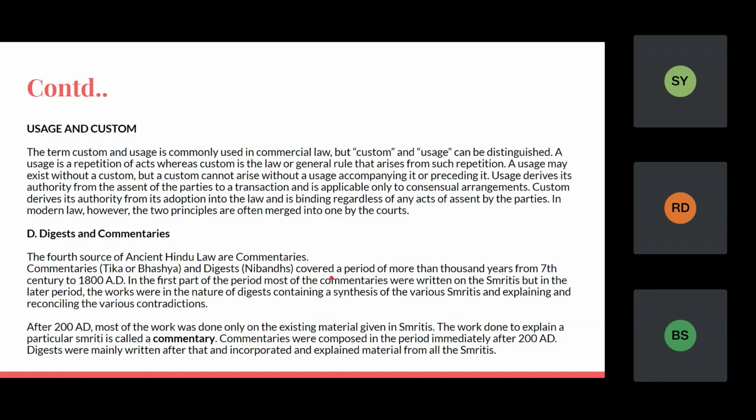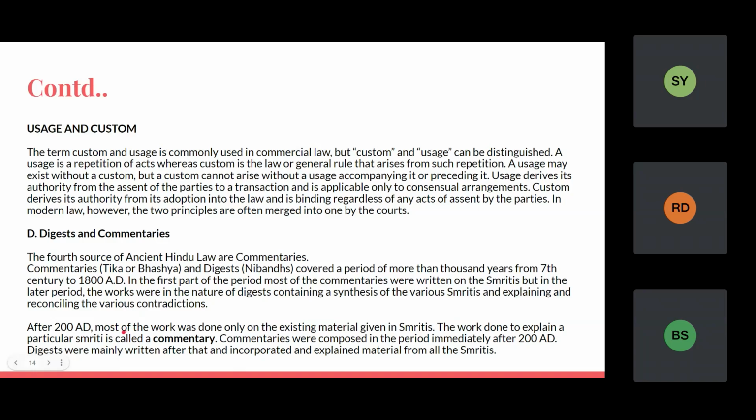Commentaries and digests covered a period of more than 1,000 years, from the 7th century to 1800 AD. In the first part of the period, most of the commentaries were written on the Smritis. As I have told you, Smritis are already known things, and each sage writes what he gets to know from them, because everyone understands the concept in their own fashion. So what a particular sage has understood from the Smriti, he will write down as a commentary. If I am writing a commentary, it will be called by my name. What is already existing, I understand in my sense and write on that. That is nothing but a commentary.